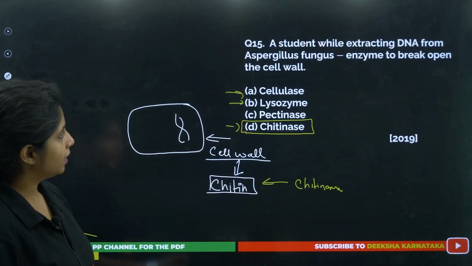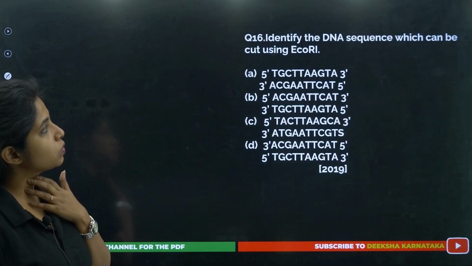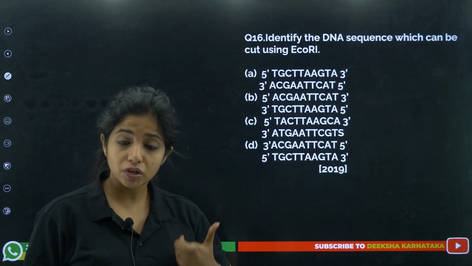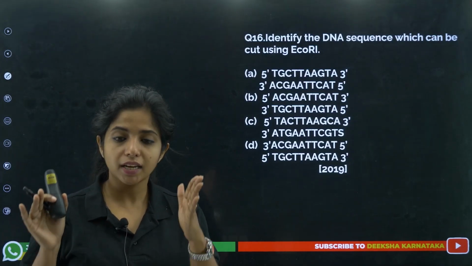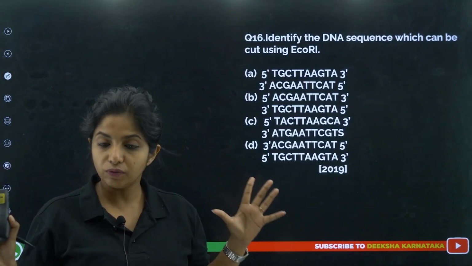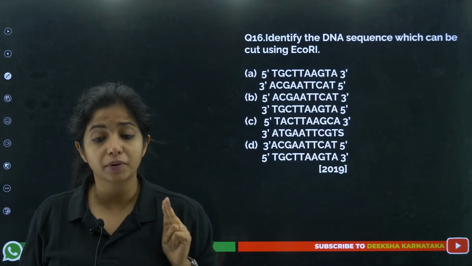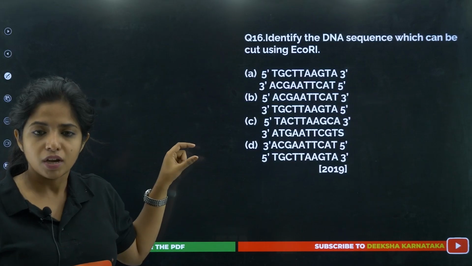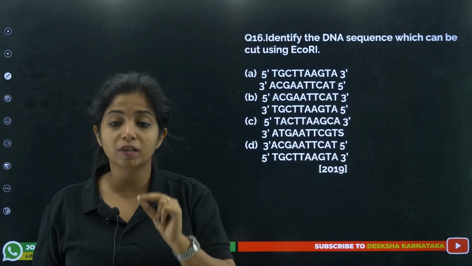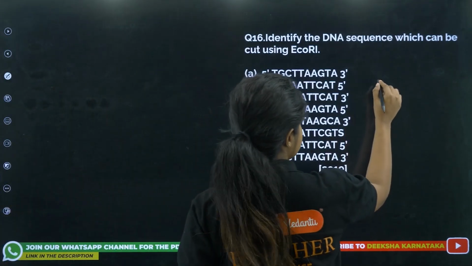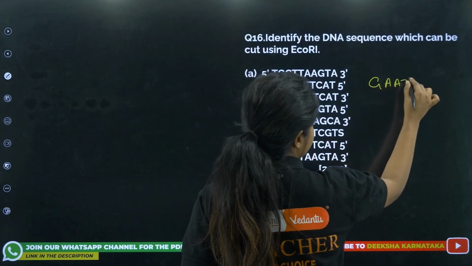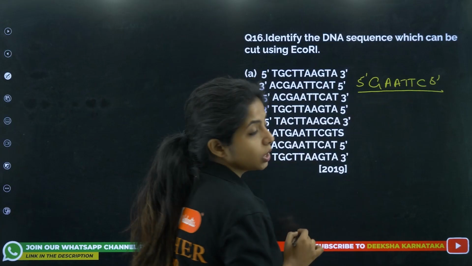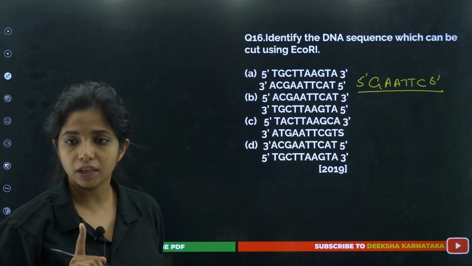Okay. Next question. Identify the DNA sequence which can be cut using EcoR1. EcoR1 is a restriction enzyme, and each restriction enzyme has its own recognition site, as in they have a sequence in which they will work. They will check for that sequence, they will cut in that particular sequence. I told you, right, that BamH1 was having its gene in the tetracycline one. So basically they have their own site. This is very specific. So for EcoR1, the site is GAATTC. This is in 5' to 3' direction. This is the sequence for EcoR1. This is given in your NCERT and you have to remember it.